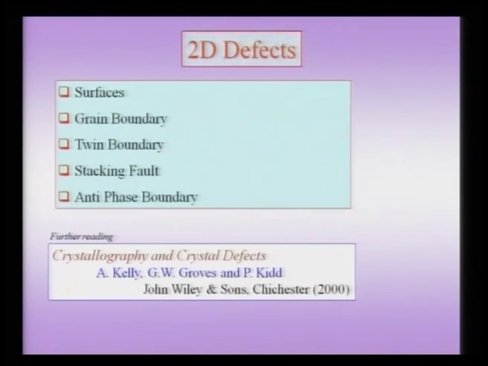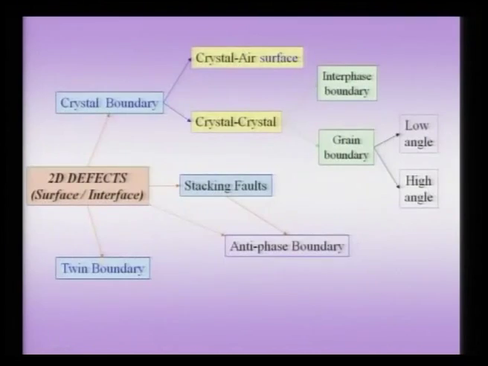After considering the dislocation, which is a one-dimensional defect, let us now proceed to two-dimensional defects, and we have already described the inevitable one, which is the surface in any practical crystal. We will also consider the grain boundary, the twin boundary and the stacking fault apart from the antiphase boundary when we discuss two-dimensional defects. For those who are interested in taking a little advanced reading, they can consider the book by Kelly and Groves on crystallography and crystal defects.